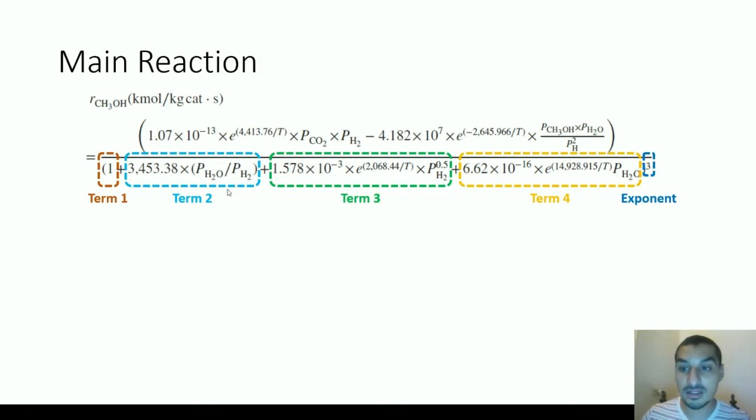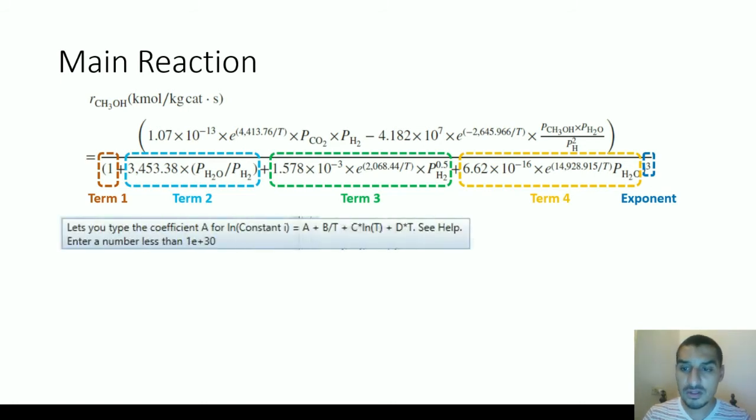So we have this bracket raised to the power of 3, and this bracket contains 4 terms. It can be more, but in our case it's 4, and other cases might be less. So I have to define each one of these dotted lines separately, because this is the way the software understands our inputs. This is the hint that comes in Aspen Plus, that it takes the form a plus b/T, and this is the coefficient, each one of these coefficients.